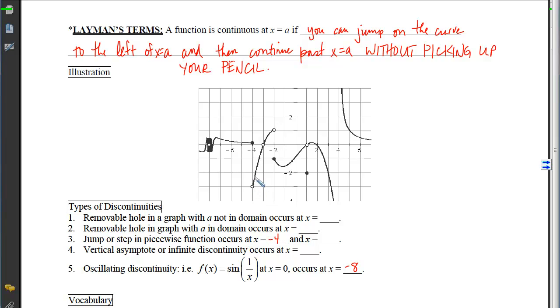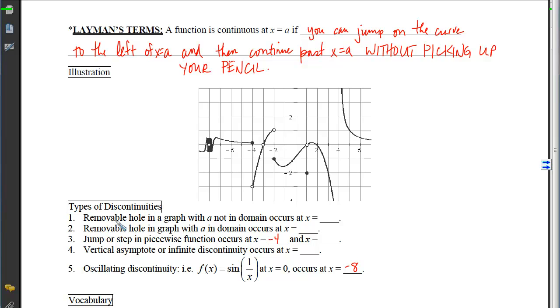So now we'll continue along. Again, here we have a hole, so we have to pick it up. But notice that we come right back down in almost the same place. So we didn't really jump because we didn't change drastically between y coordinates. We just had a tiny little gap that we had to hop over. So this one is called a removable hole in the graph because I could fix that problem if I just drew one point.